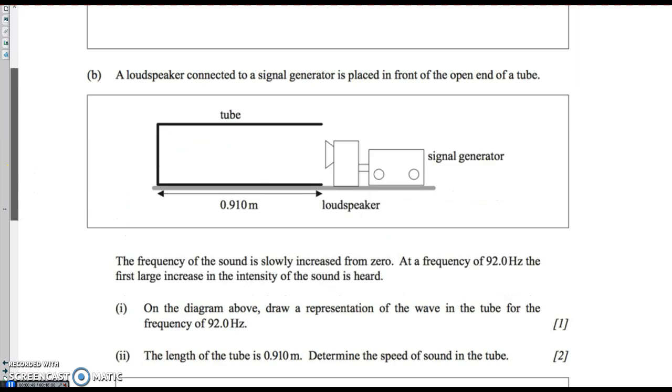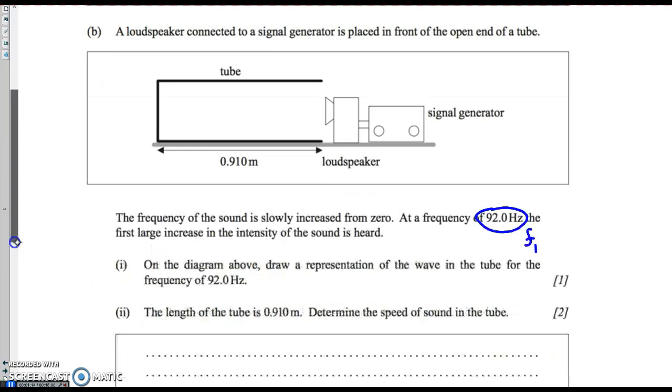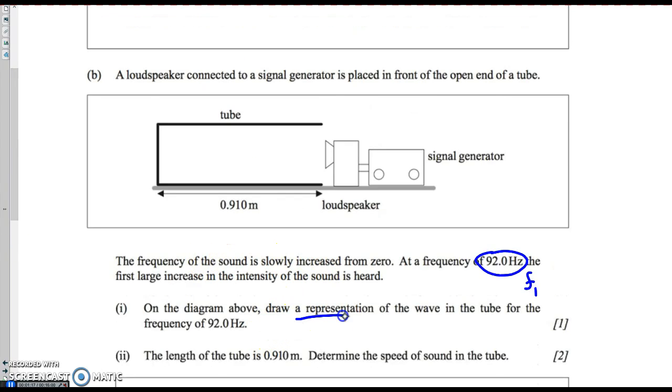Let's read on. The frequency of the sound is increased from 0. At 92 hertz, the first large increase in intensity is heard. So if it's reaching high intensity, that means a standing wave must have formed. And because this is the first time that happens, this is the first frequency, or the first harmonic. On the diagram above, draw a representation of the wave, and they really mean the displacement of particles for 92 hertz. Okay then, this is the first standing wave we can produce.